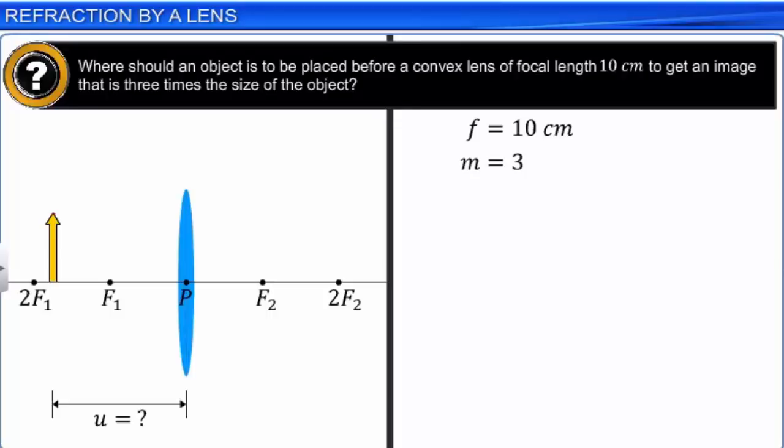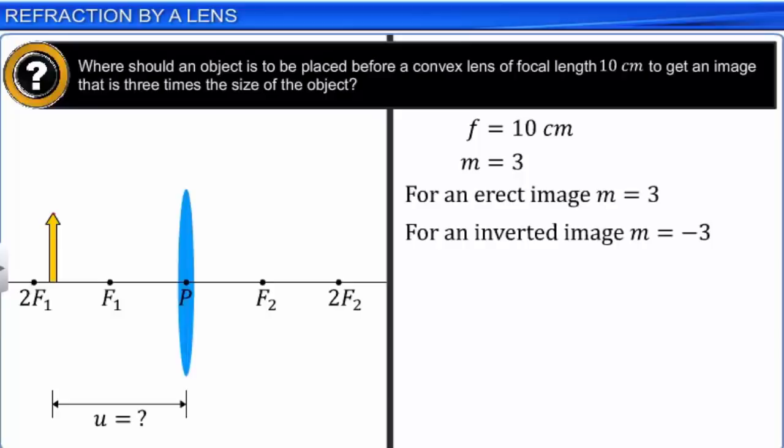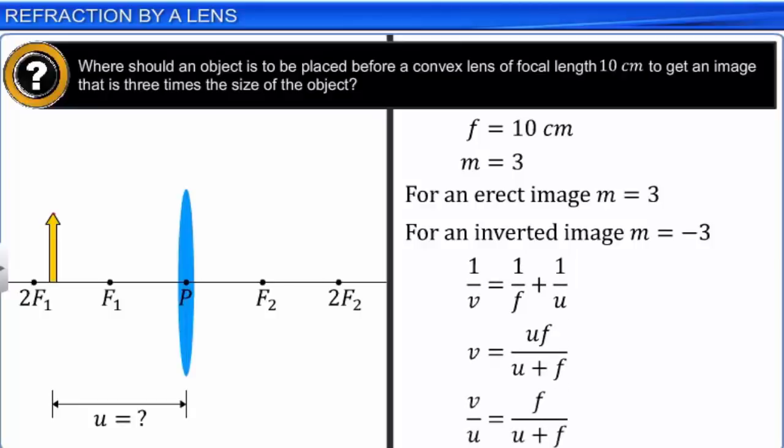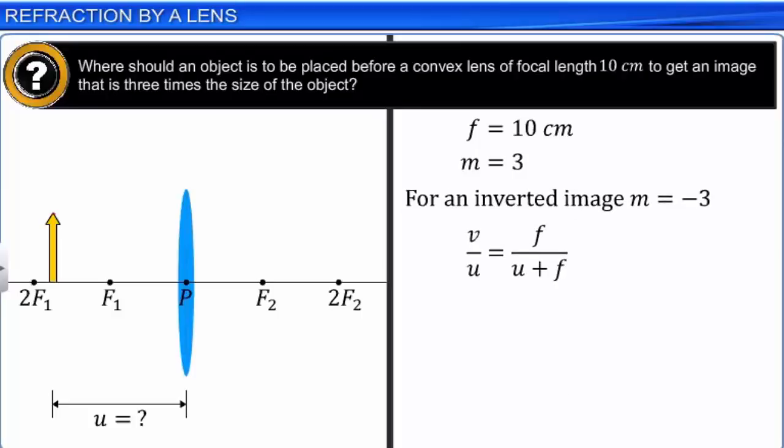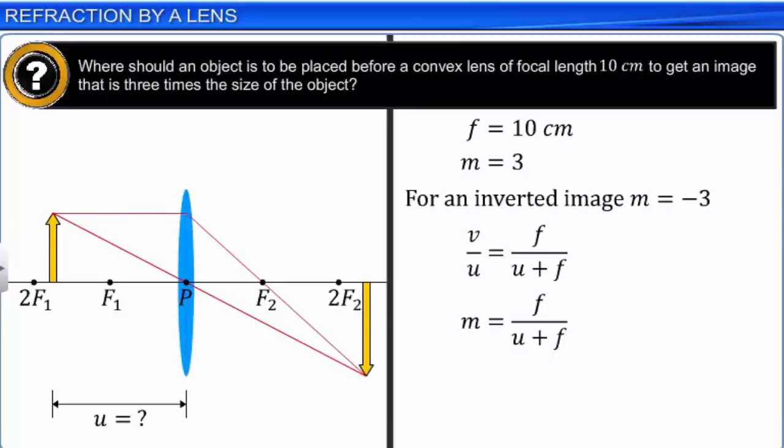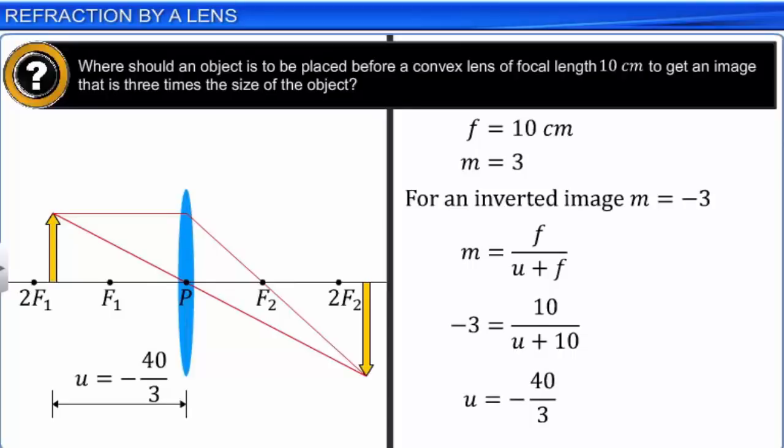As per the thin lens formula, 1 by F is equal to 1 by V minus 1 by U. On rearranging the terms, we get V by U is equal to F by U plus F. Therefore, linear magnification M is equal to V by U, which is also equal to F by U plus F. If the image is real, then minus 3 is equal to 10 by U plus 10. On simplification, we get U is equal to minus 40 by 3. If the image is virtual, then M is equal to 3. Substitute these values in the above equation, and on further simplification, we get U is equal to minus 20 by 3.